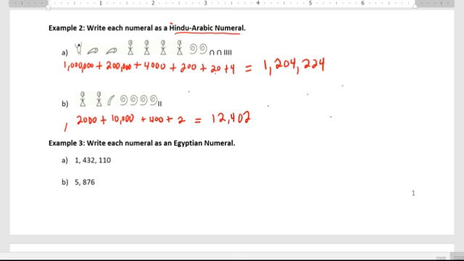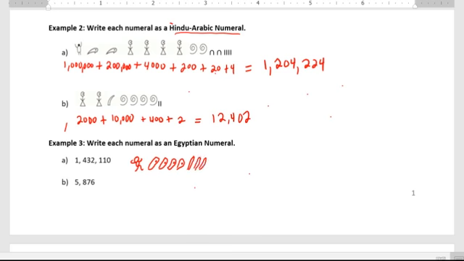Example 3, write each numeral as Egyptian numeral. So here we have the 1, which is in the millions place. So I'm going to need an astonished person. Then I have a 4, which is in the 100,000 place. So we're going to need some tadpoles, 4 of them. Then we have a 3, which is in the 10,000 place. So we need 3 of those pointing fingers.